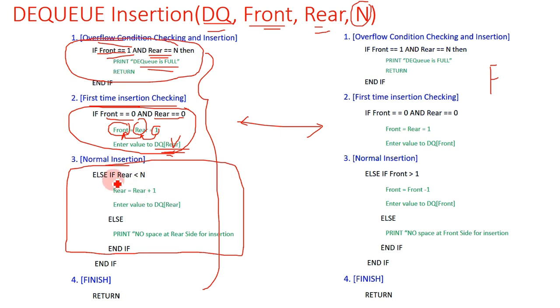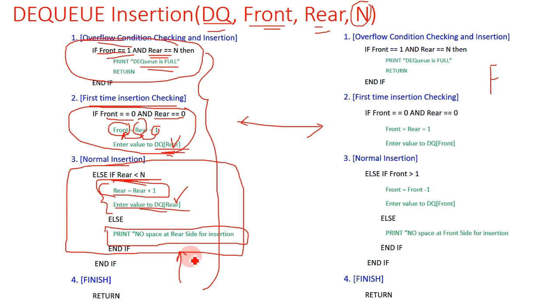And this is the normal insertion. In normal insertion, if rear is less than n, increment the rear and assign the value to that specific rear location. But if this condition is not satisfied, meaning rear is not less than n, then there is no space available at the rear side. If rear is equal to n, the rear side is already full, and there is no space at the rear end for insertion. So this is the normal insertion, and this is again the overflow from the rear side, where there is no space available.